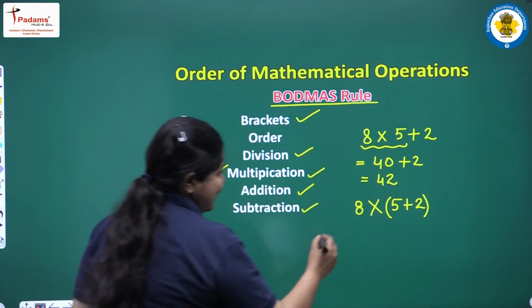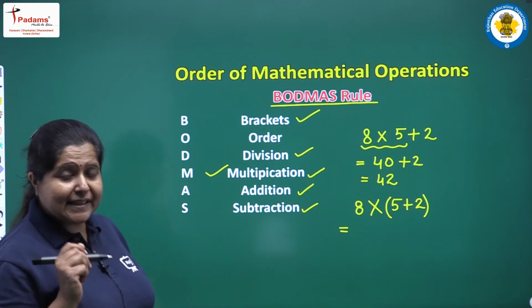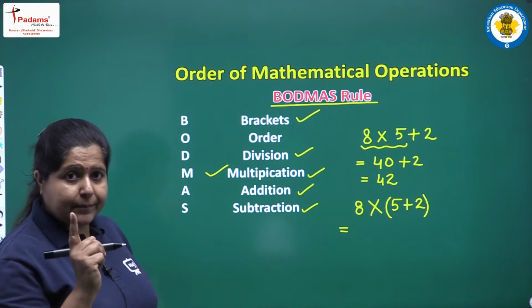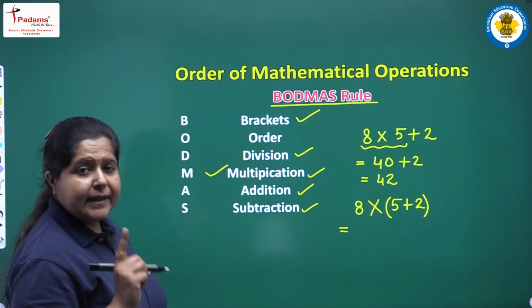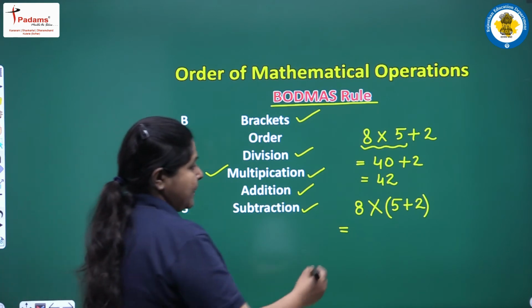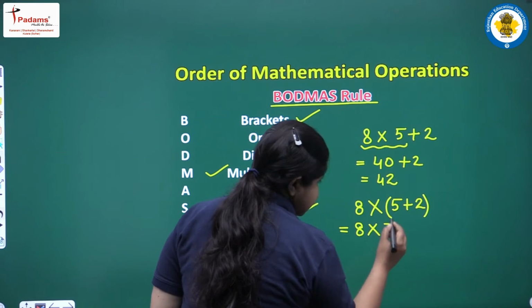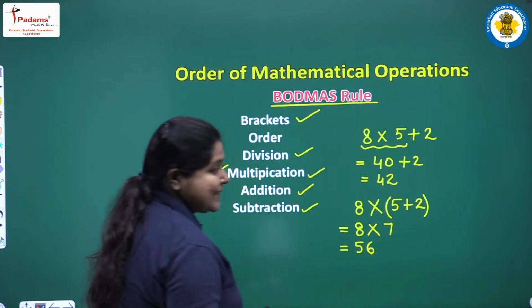But if we write the same question in this form, 8 into (5 plus 2), now what will you get? Now a bracket is present here. So first we will solve this bracket and get one number. There are 2 numbers inside. First we will get 1 number and then we will solve it. 5 plus 2 is 7. This will be equal to 8 sevens are 56.